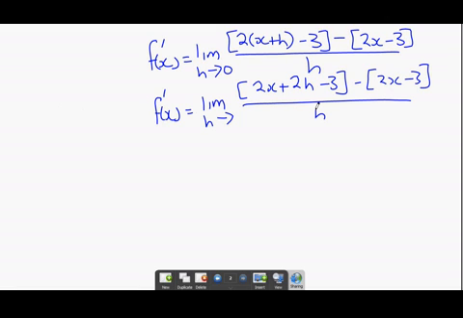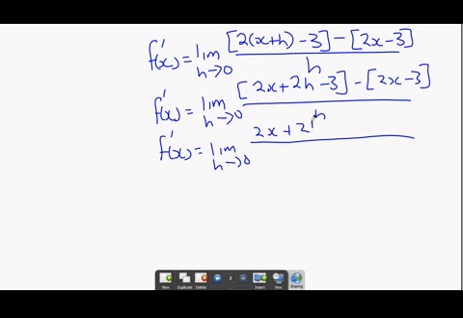And the next stage will then obviously be to remove the brackets. So we're going to remove the brackets. F of x prime is equal to limit as h goes to 0 there, and here we're going to write 2x plus 2h minus 3 minus 2x plus 3, and that's because we are removing brackets and there is a negative sign right there before that bracket. So instead of getting a negative 3, we have a plus 3 at the end there.